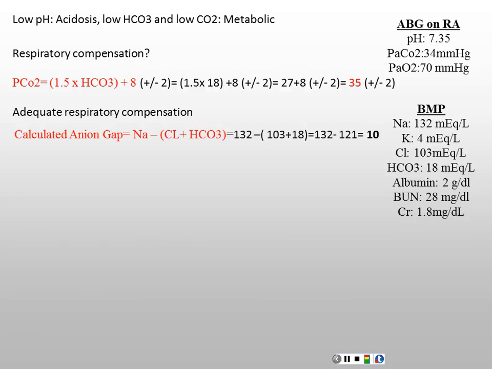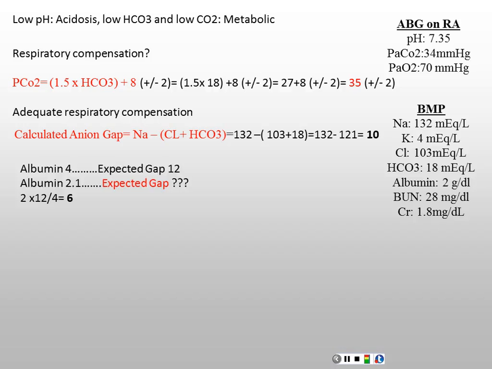For the anion gap, you have to remember the formula: sodium minus chloride plus HCO3. If we calculate that through the BMP values here, this number will be 10. In each case, after you calculate your anion gap, you have to see in the question if they give you the albumin level or not. If they don't give you the albumin level, you will assume the albumin level is normal, around 4, and you continue.